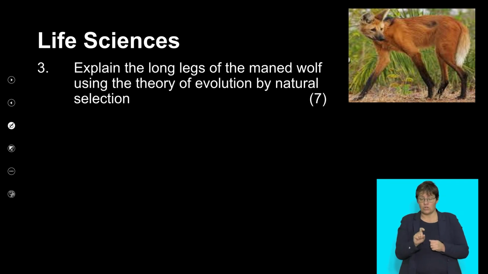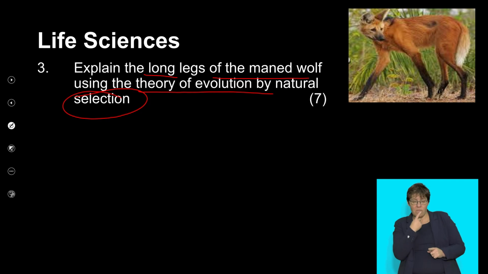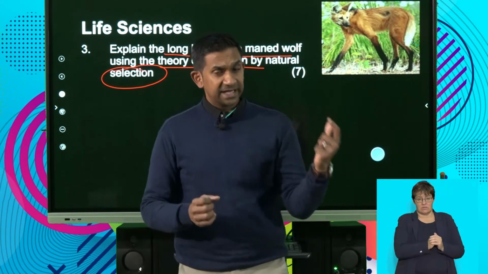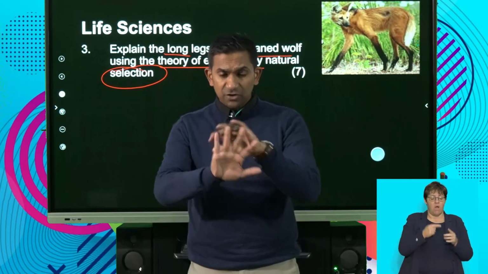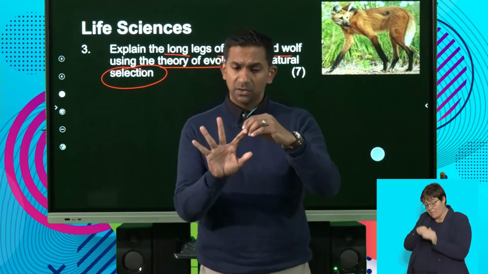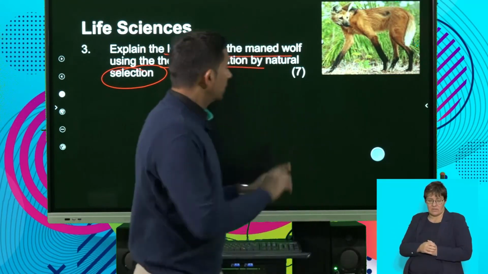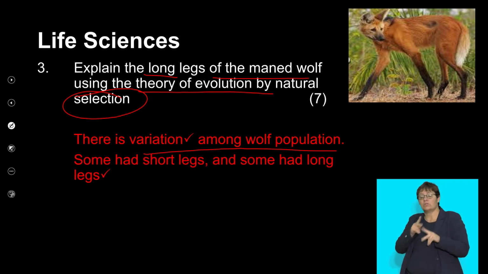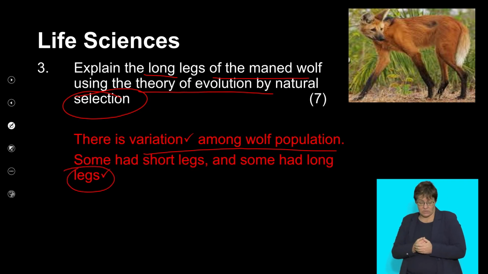The question that I'd like to wrap this section up with is: explain the long legs of the maned wolf using the theory of evolution by natural selection. Guys, this is a typical question that you would get where you've got to explain the theory using an example. Again, it is pinned by the four or five concepts that we discussed: individuals produce offspring. Amongst the offspring, we see variation. In this case, there's variation in the length of the limbs. Amongst them, these have a better chance of being able to find prey or food or see predators.